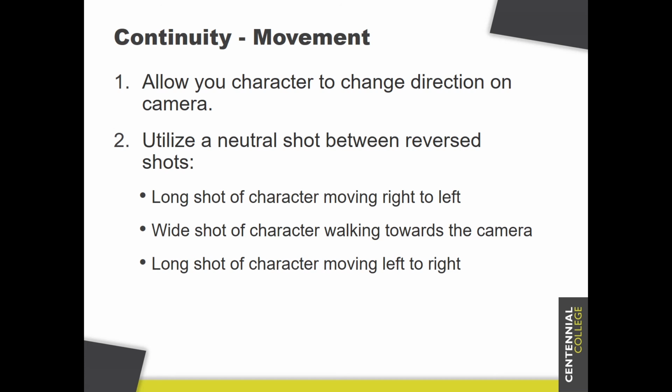You have to utilize things like a neutral shot between the reverse shots. So if you've got a long shot of a character moving from right to left, and then you cut into a wide shot and the character's walking towards the camera, and then into a long shot again where the character's moving from left to right, we assume that the character is still going in the same direction because we had this kind of cutaway shot that we utilized to reverse the directions of our shot. That's perfectly fine. So you absolutely can do that.